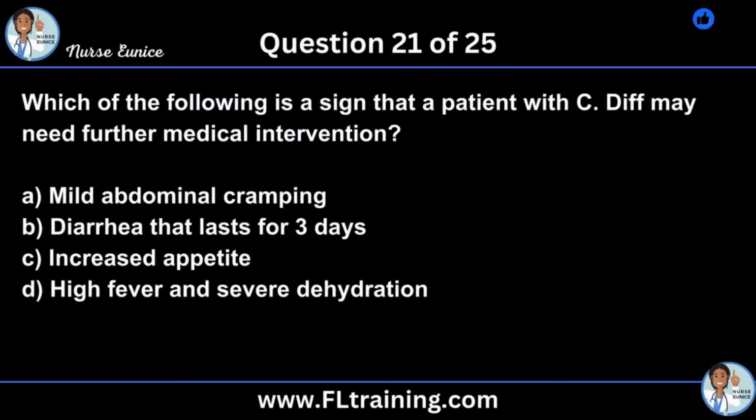Oh, you are all over the alphabet. I see a D, I see a B, I see an A, I see a B. All right, so if a person has C. diff, they will have diarrhea, they will have abdominal cramping, and they will not have an increased appetite. So, if someone needs to seek further medical treatment, it is going to be because their symptoms have worsened. And so, which one of these would be the worst case scenario with the diagnosis of C. diff?